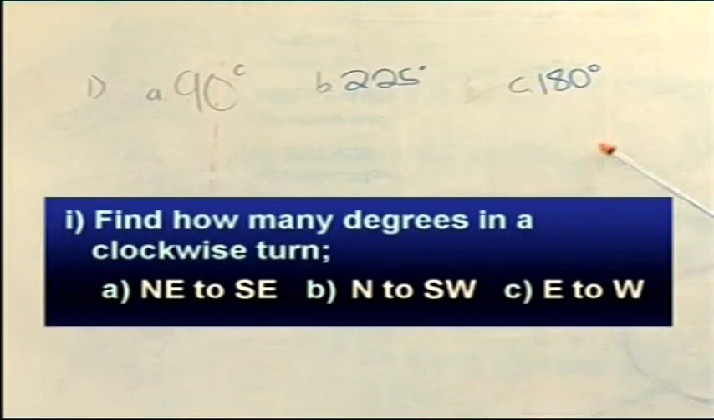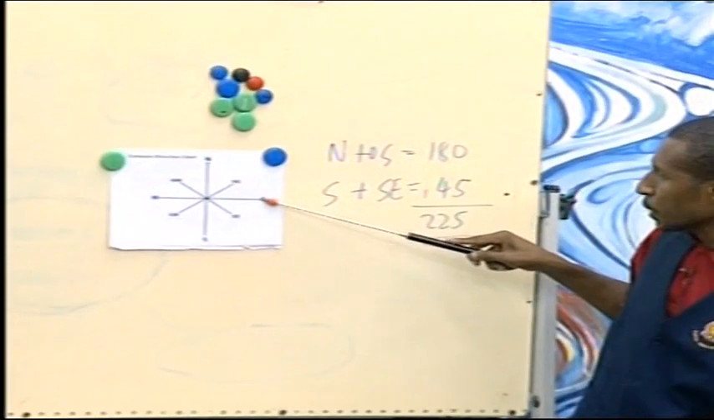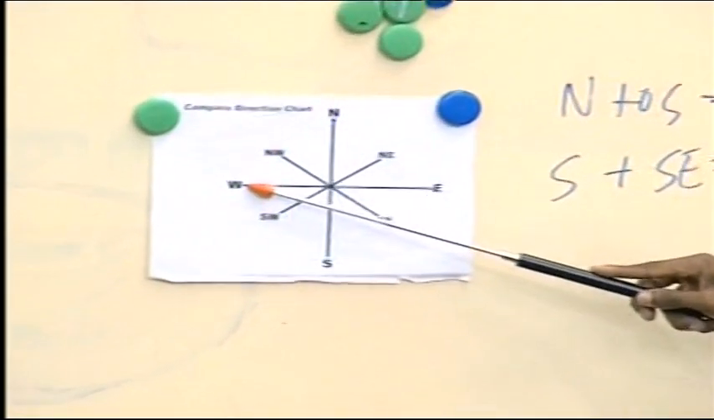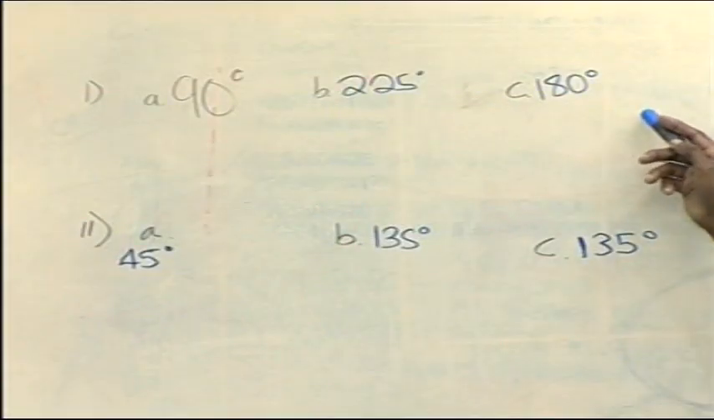Now let's look at C. East to west, clockwise. So from east to west, how many degrees is that? 180 degrees, yes. Okay. 1C is 180 degrees, receiving students.